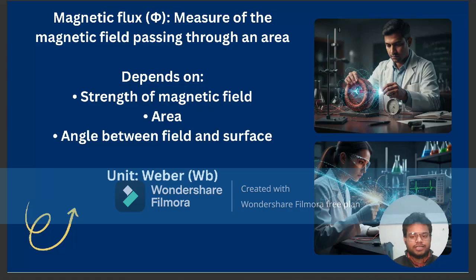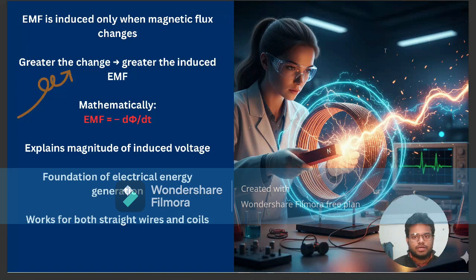Before understanding induction, we must understand magnetic flux. Magnetic flux represents how much magnetic field passes through an area. If the field becomes stronger, the area increases, or the angle changes, the flux changes. And this change is key to induction. Its unit is the Weber and it depends on several things like the strength of the magnetic field, area, and the angle between field and surface. In this slide, we are going to discuss how EMF is induced.